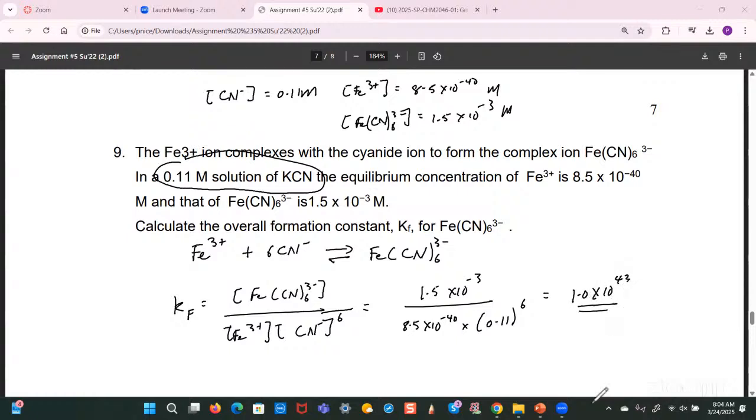And that's basically how that is done, all right? And as I said before, if you recall, typically the formation constants for complexes, such as the one that we're working with here, are very large. As you can see, this is a very large number. 1.0 times 10 to the 42 is a very huge number, which reflects the stability of these complexes. These complexes are very stable, and therefore the formation constants for them would be very large. All right? Okay, so that's basically it as far as number 9 is concerned.